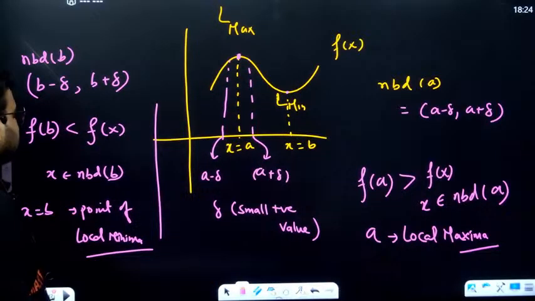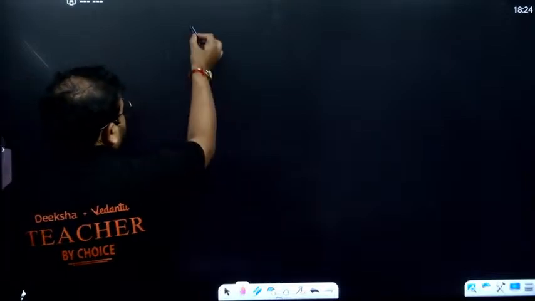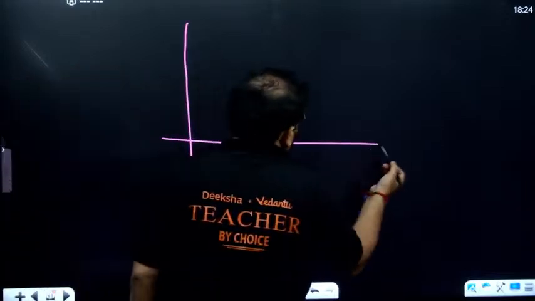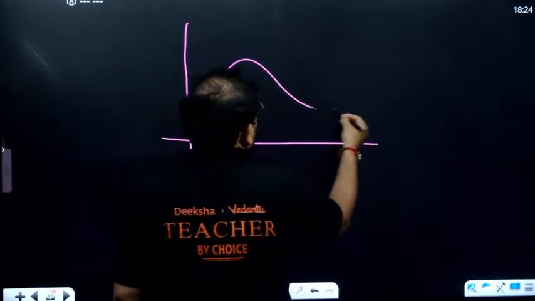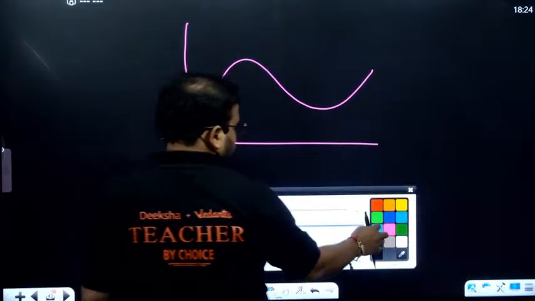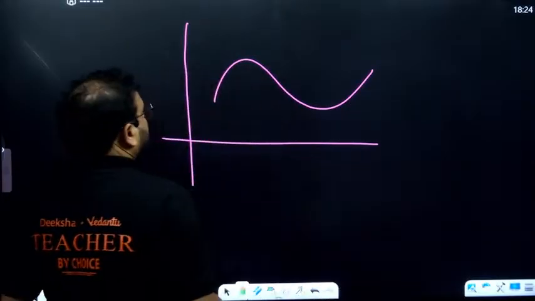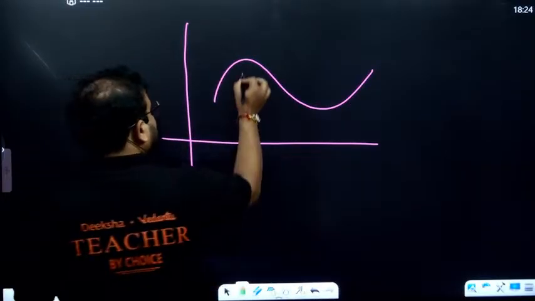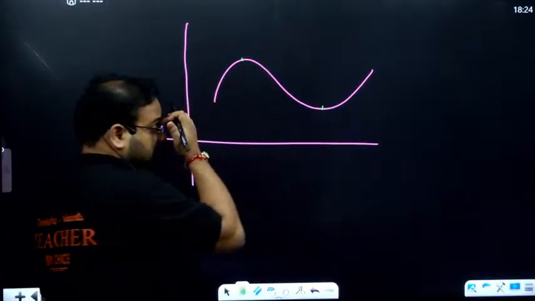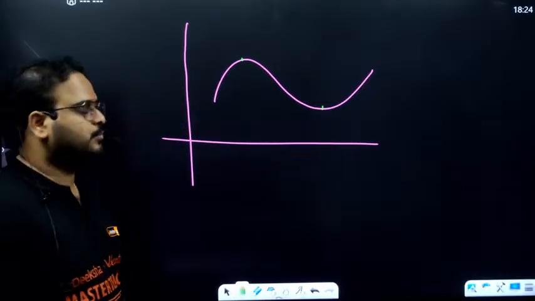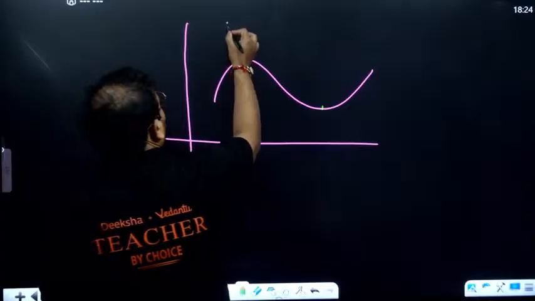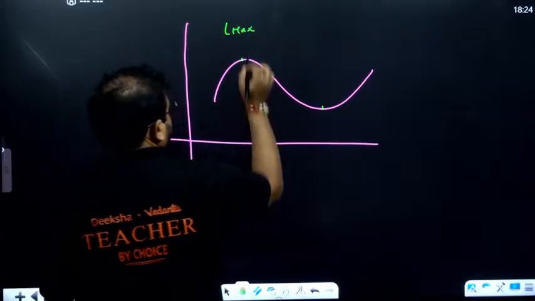So after knowing this, we'll understand the same thing. When will this occur? When will this same thing occur? So we have understood that yes, this is local maxima and this is local minima, because in this neighborhood, this is the highest or lowest value. Clear. When will the local maxima occur and how do we test it?